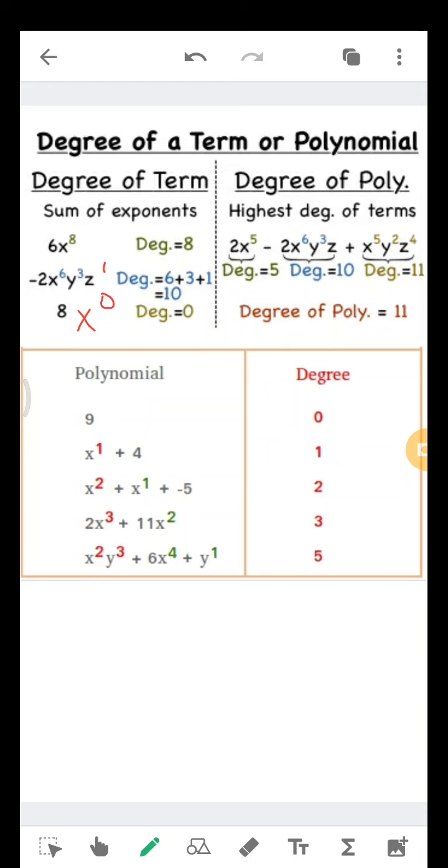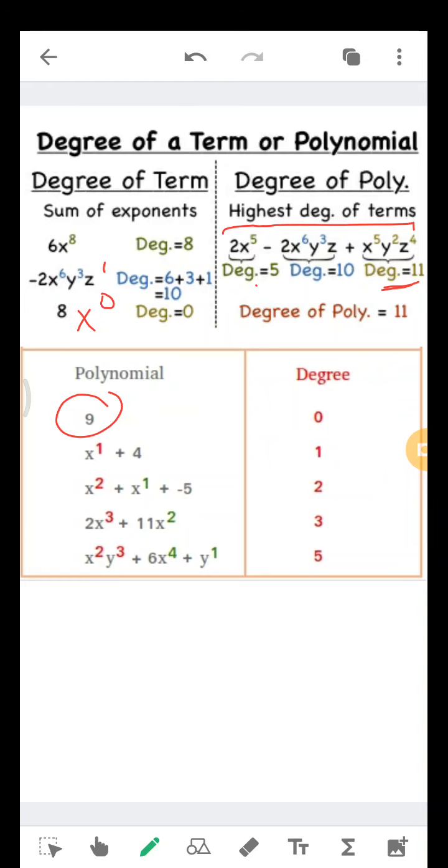Now you can see this is a polynomial. In this polynomial, the degree of this term is 5, the degree of this term is 10, and the degree of this is 11. So which is the highest degree in this? The highest degree is 11. So that will become the degree of the polynomial. In short, in simple words, the highest power of a polynomial is taken as the degree of the polynomial. So you can have a look here. This is a polynomial and this is the degree of the polynomial.